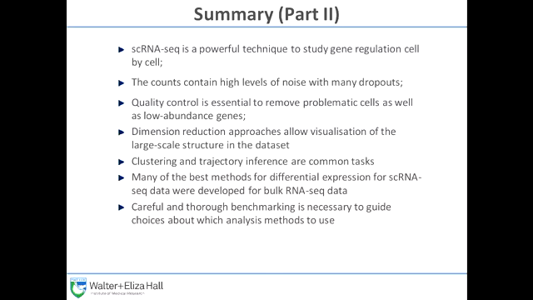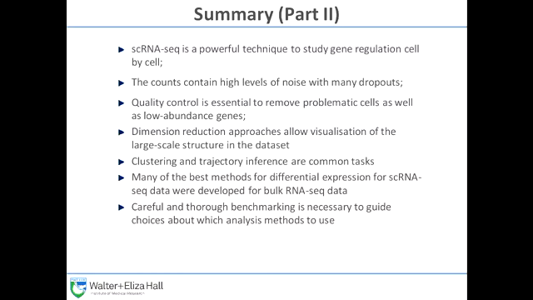As Pete took you through, quality control is extremely important so that we remove problematic cells that have failed in processing for one reason or another, and also to get rid of low abundance genes which essentially have no information that's of use to us. What I talked about today: dimension reduction approaches allow visualization of the large-scale structure of these high-dimensional data sets. Clustering and trajectory inference are common tasks that we want to do, and there are many tools available out there for that now.